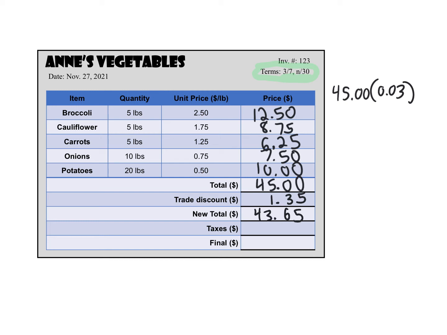But then we need to pay the taxes. So $43.65 times 0.13 for 13% taxes, which rounds to $5.67. Add those two together and we get $49.32. And again, we're taking our new total, adding the taxes to get the final.